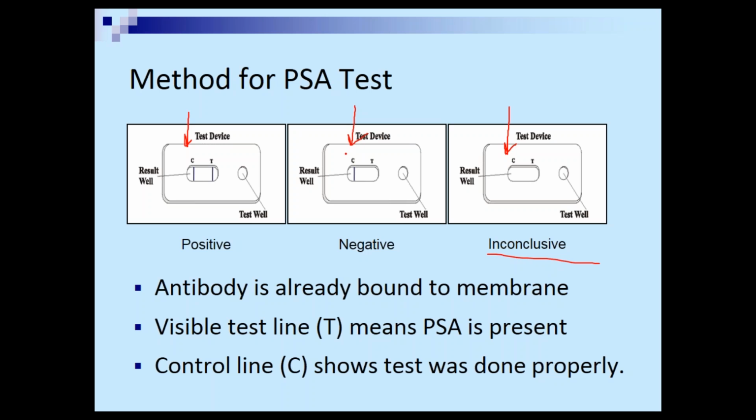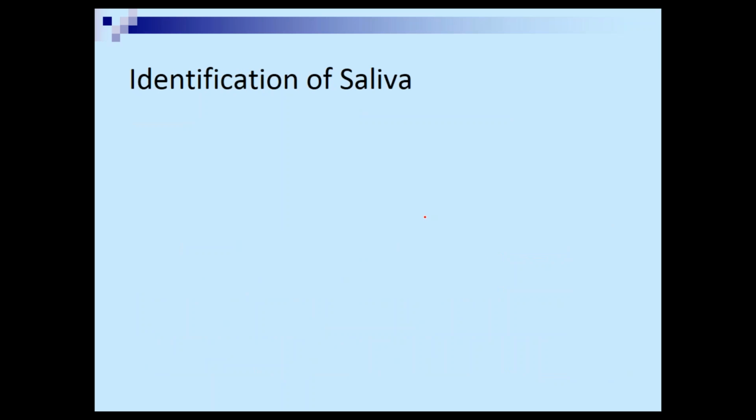But you just keep going until you get the C line to show up, and then you look at the T line. If it's present, that means PSA is present. It's positive for semen. If there's not a line, then PSA is not present. It's negative for semen. So that's a confirmatory test for semen.